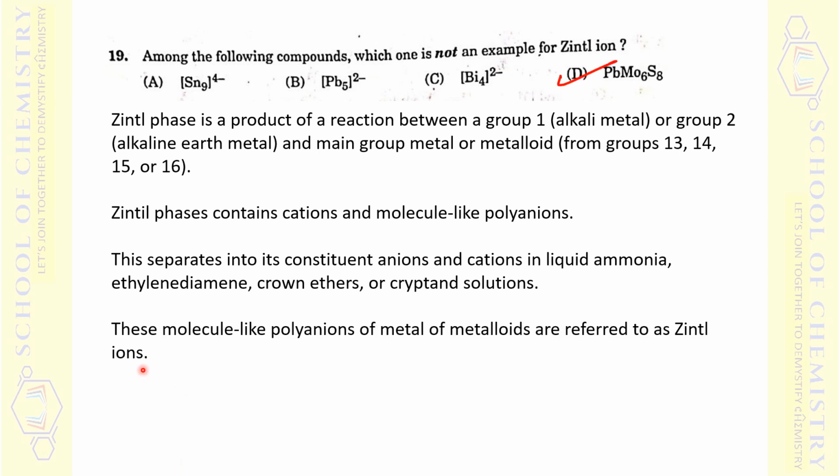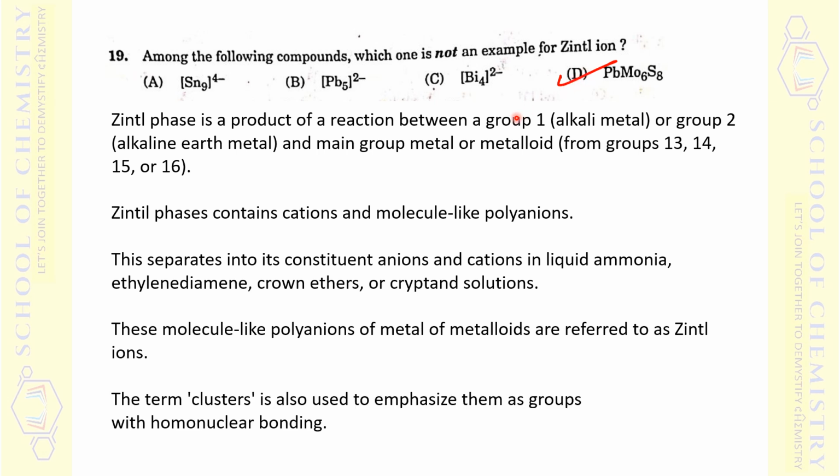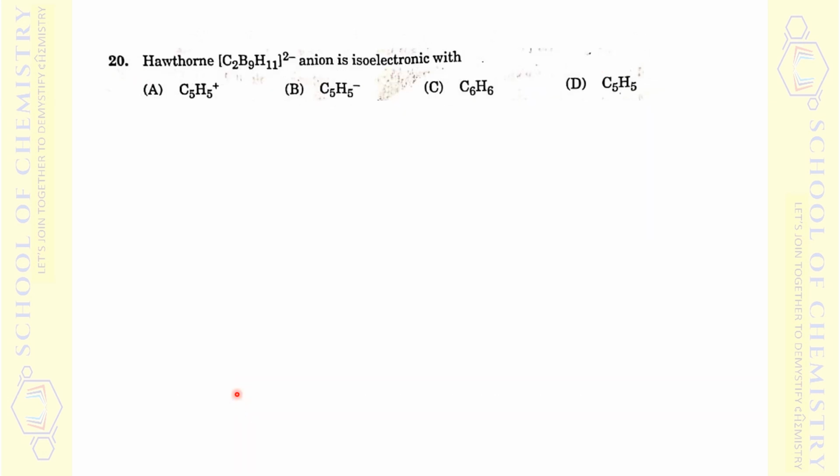As I mentioned, the polyanions like A, B, C are actually referred to as zintyl ions when it comes to ions. A zintyl phase means that along with this, some cations will also be present. So option D is the answer for this. And some more: these zintyl ions are even called clusters. Most of the time we call them clusters because similar groups are bound to each other. Let's move on to the last question.